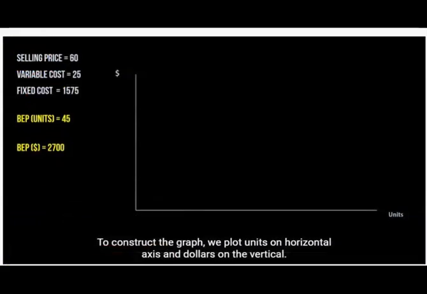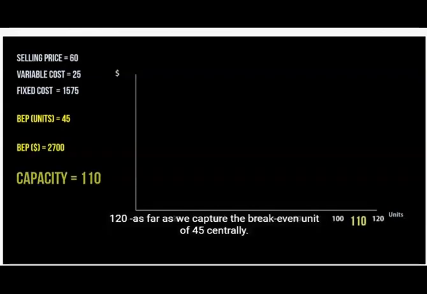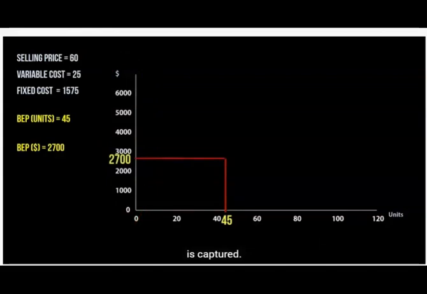Okay. Now suppose for units we have a capacity of say 110, then we can go as far as maybe 120. As far as we capture the break-even unit of 45 centrally. And for dollars, I can do 1,000 per unit here to ensure the break-even dollars of 2,700 is captured. So the break-even point here is 45 and 2,700.